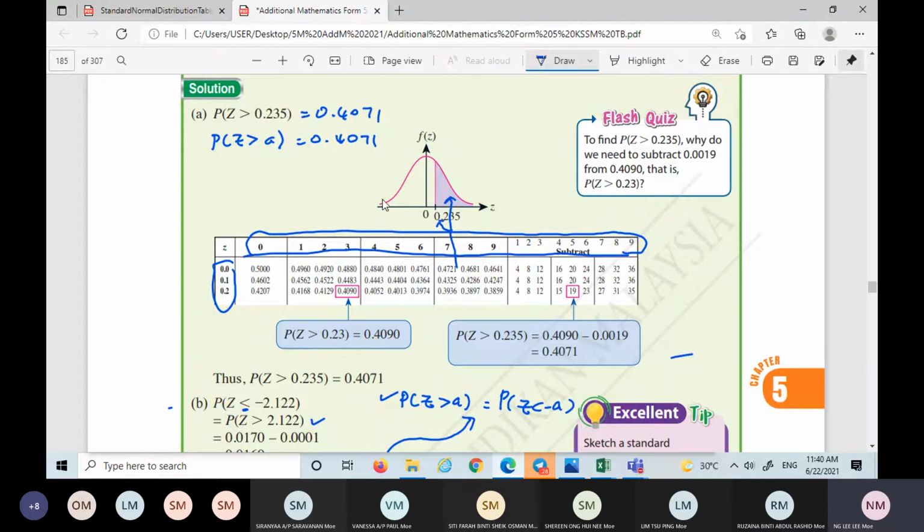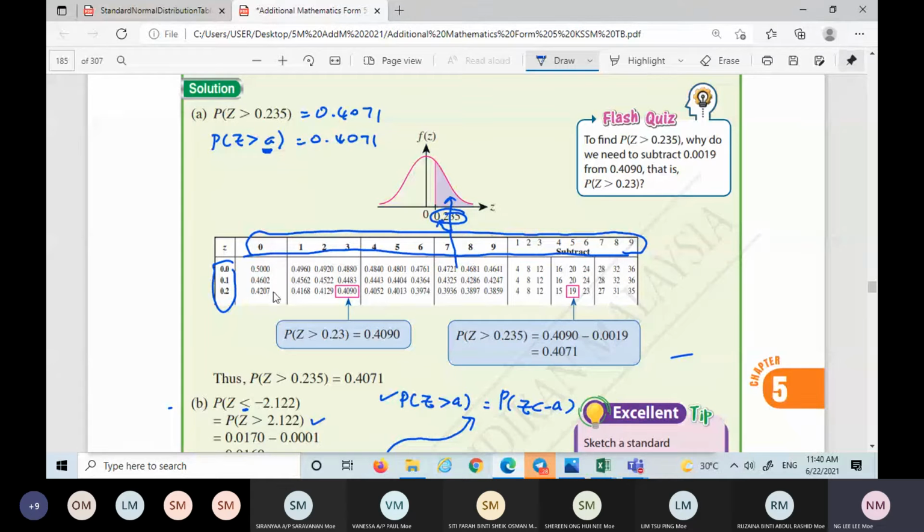this way. It means they give you the area under the curve, and they want you to find the outside value, meaning the value of z. If you have this kind of question, I always say inside out. From the inside, you find the value and then read outside. Okay, inside out. So now how do we find it?